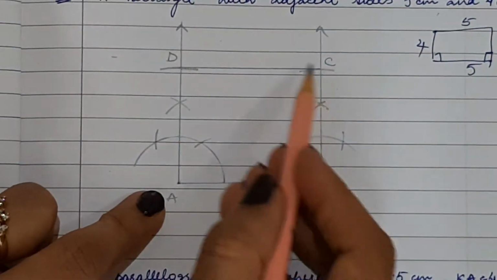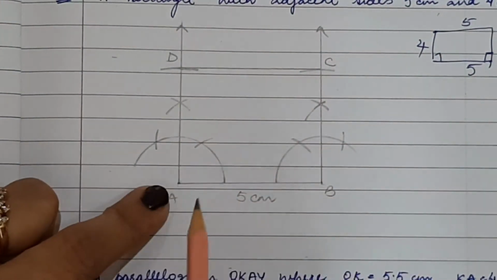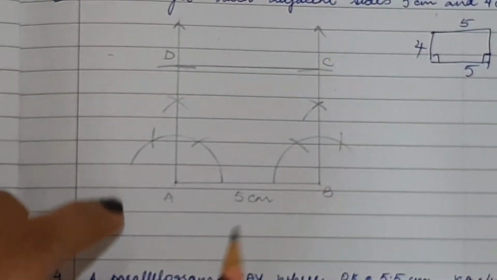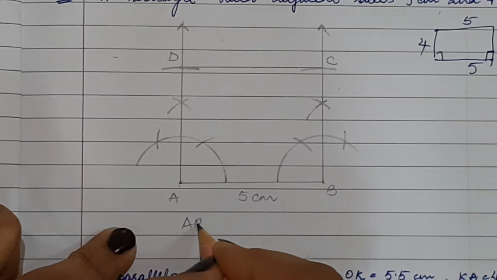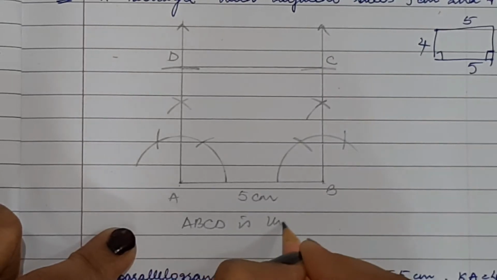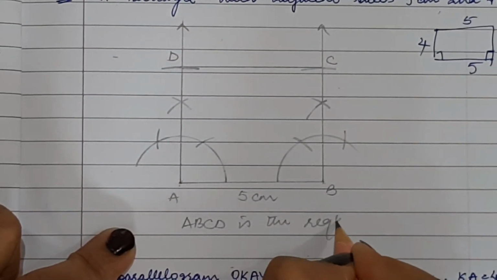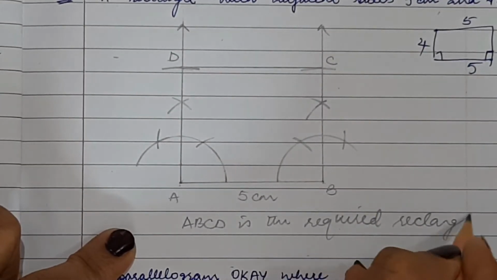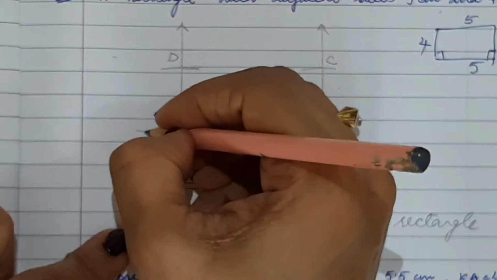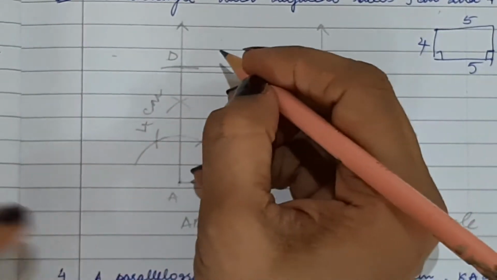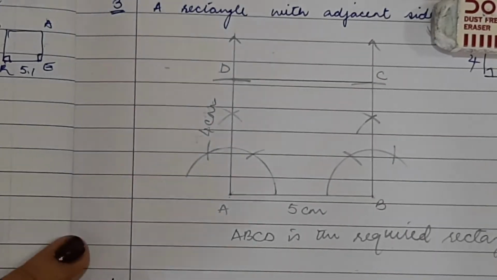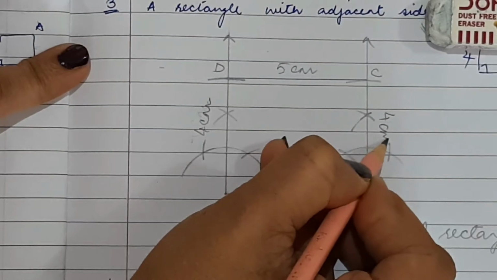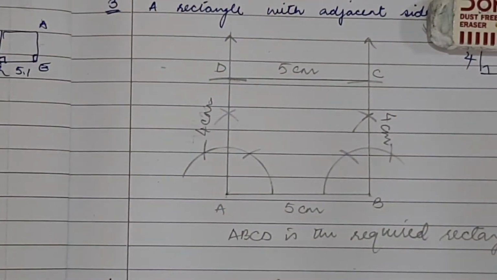Don't forget to write in an order. Don't write like A, B, D, C. The alphabetical order should be anticlockwise or clockwise. So now you can write ABCD is the required rectangle. And here you have to write the measurement, that is 4 centimeters. Write 5 centimeters over here and write 4 centimeters over here. Now the question is done.